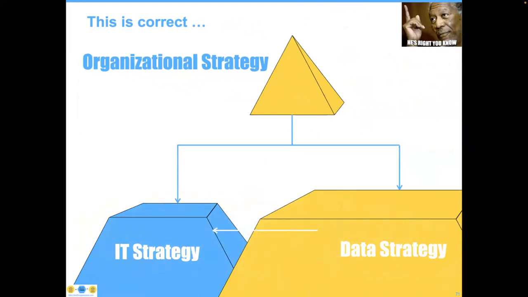Instead, the right way to do it, of course, is to have a parallel component for your data strategy and your IT strategy, and your governance group is going to have to fight for that if it doesn't exist already. Similarly, you can see I'm indicating as well that the data strategy has an outsized influence on that overall process.